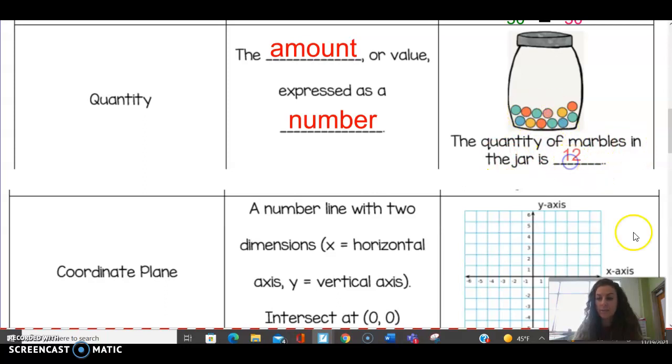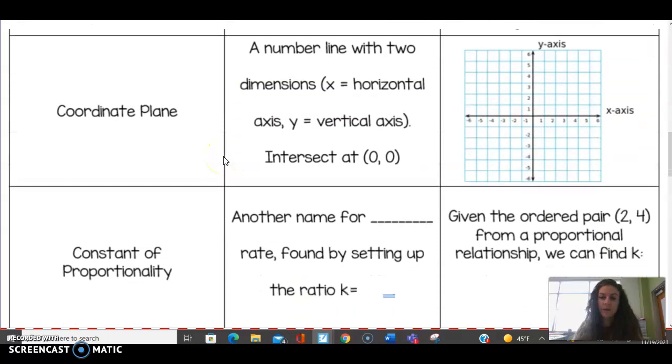Now, sometimes this number isn't going to be a nice whole number. It could be a decimal or something not super friendly to work with. So another way we could check is by cross multiplying. If I multiply across 6 times 5, we get 30. If 3 times 10 is also 30, which it is, then we do have a proportional relationship.